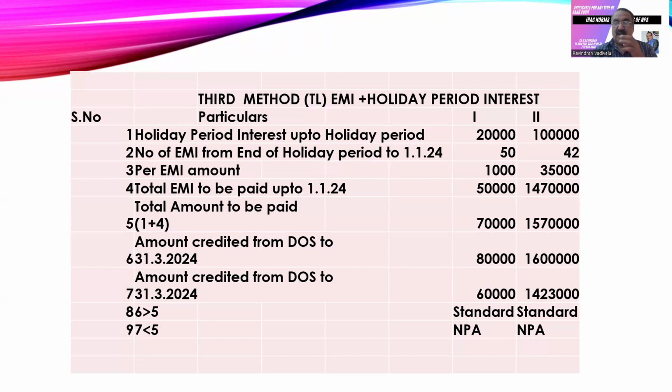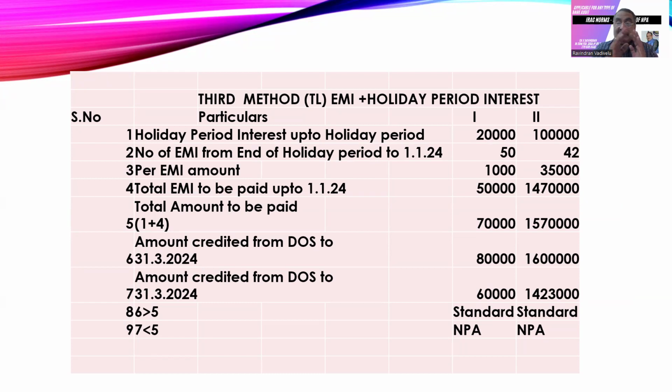And here the only one addition is you have to take the holiday period interest and the EMI due. Then you have to see the amount due to be paid, what is the amount paid, and compare it, then arrive at the NPA. So let us take holiday period interest up to the holiday period as 20,000 rupees. Then go to point number 4, that is the amount to be paid, 50,000. So totally the party has to pay 1 plus 4, that is 70,000 rupees. Holiday period interest is 20,000, EMI amount is 50,000. So totally the party has to pay 70,000.